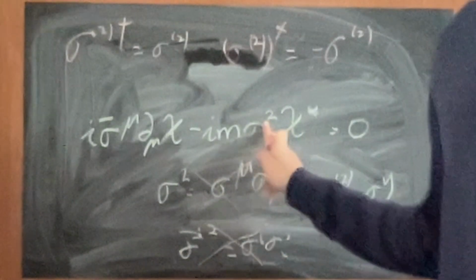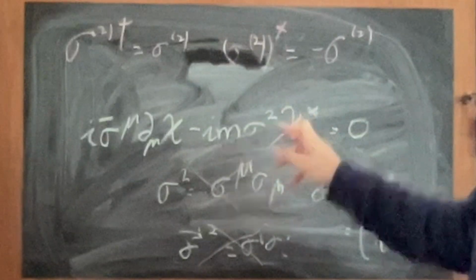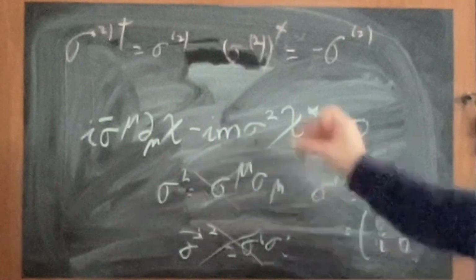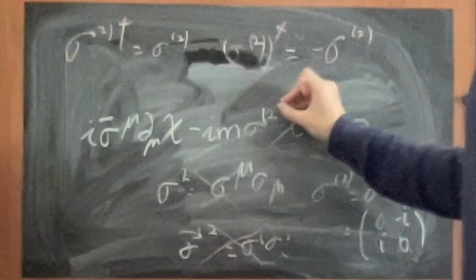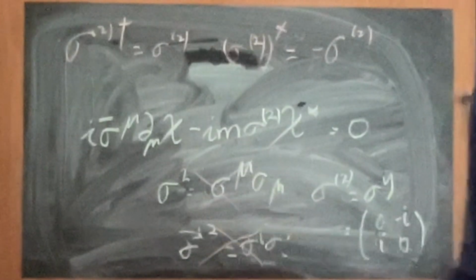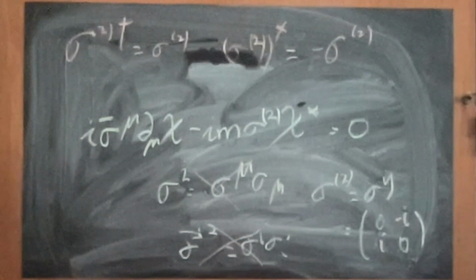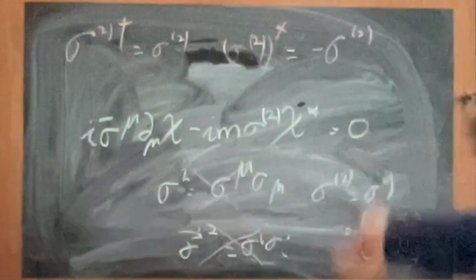Peskin and Schroeder doesn't use a bracket around the 2 superscript. So I personally like to do it to differentiate it from the square to prevent confusion. So yeah, that's something I'll take note of.